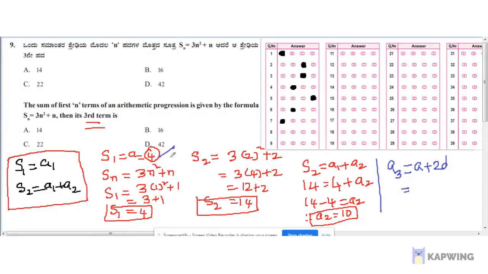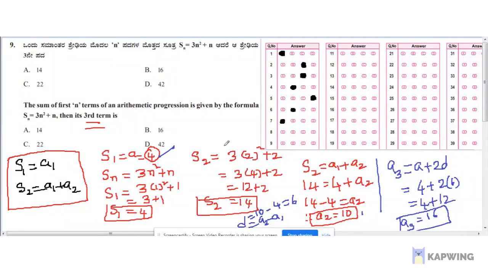We know the A value is 4. I am replacing A with 4, and D is nothing but A2 minus A1, right? A2 is 10 and A1 is 4, so the D value is 6. I am replacing D with 6. So 4 plus 2 6s are 12, which gives 16. Therefore, the third term in the arithmetic progression is 16. The correct option here is B.